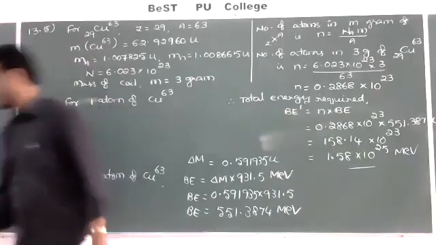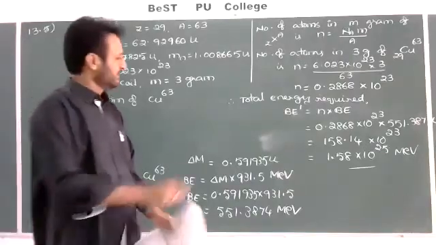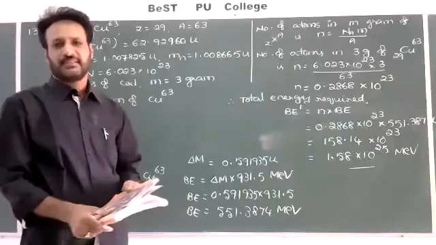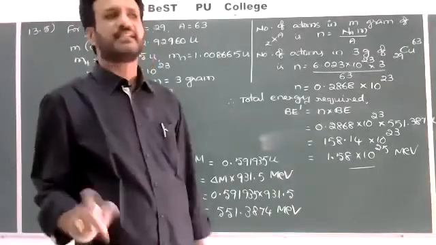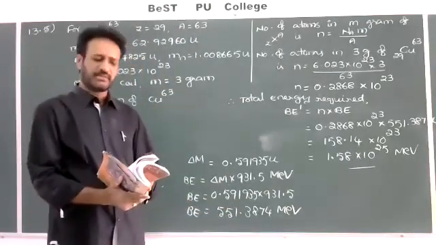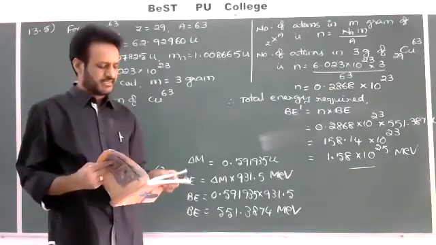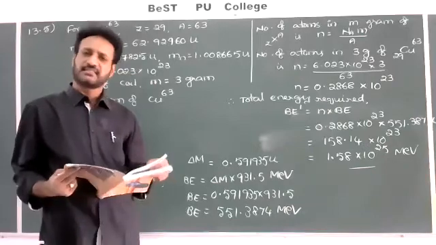So check the textbook answer. If the textbook answer is in joules, then you have to convert the value: 1 MeV is 1.6 into 10 to the power of minus 13 joules, so multiply. We will get the answer in joules also. But depending upon the requirement, you may convert or leave it as it is, no problem. In the textbook, both answers are given.